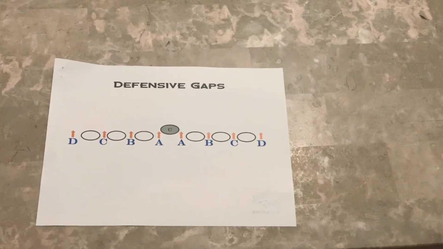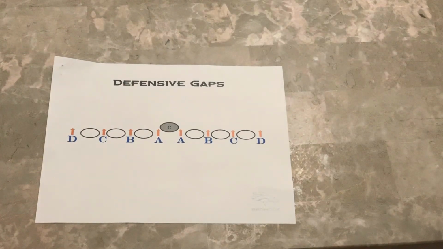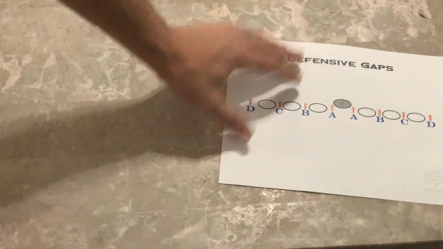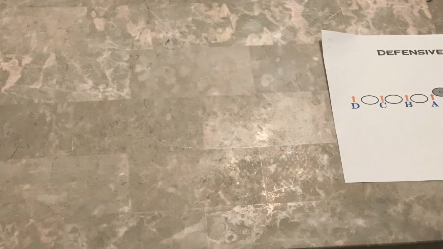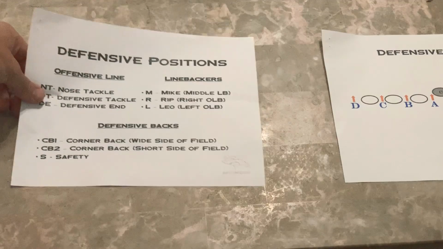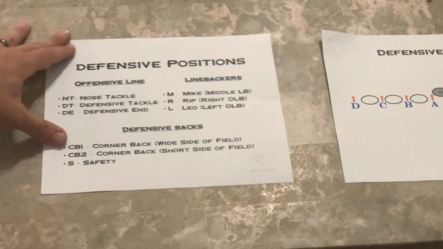Okay? So what's important to understand about the gaps is that everybody is assigned to one gap. You're going to have a gap that you're responsible for if you're a linebacker, defensive end, or a defensive lineman. Okay? So I'm going to leave that over there and then introduce you guys to, first off, the positions.